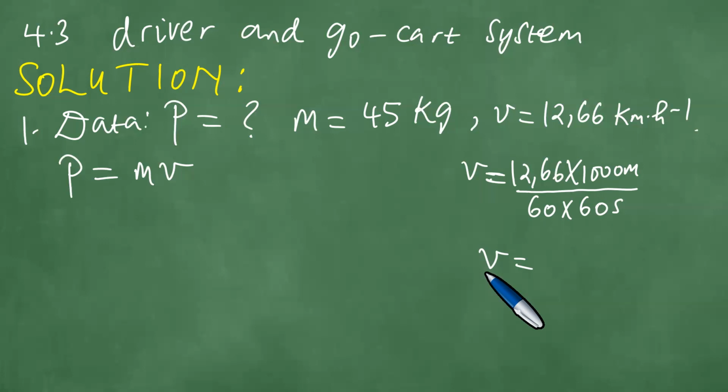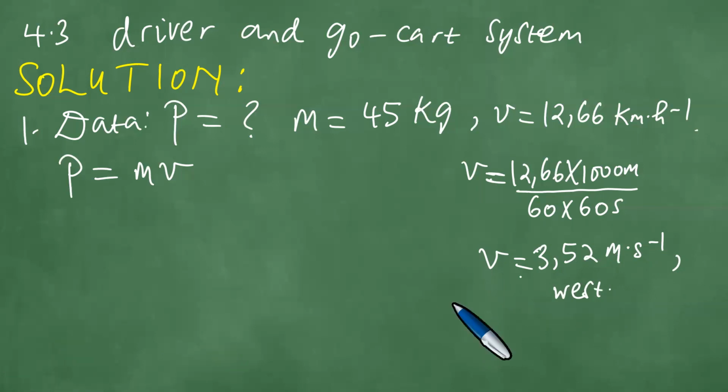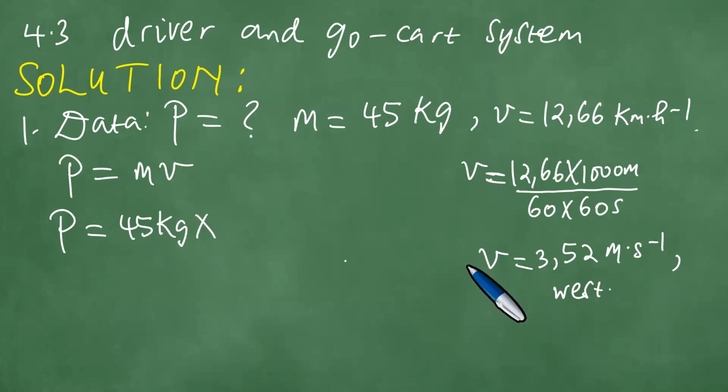12.66 times 1,000. Okay, I'm just checking also Lerato to make sure that we write correct answers here. Yeah, so you got 3.52 meters per second. Velocity has direction, so it is west, in the western direction. Just note that. Right, so it is 3.52. And the mass is 45 kilograms. The SI unit of velocity is meters per second, so it is 3.52 meters per second.